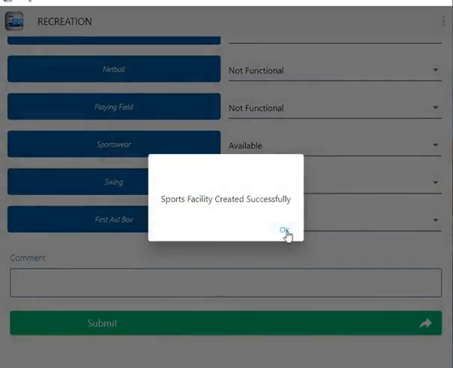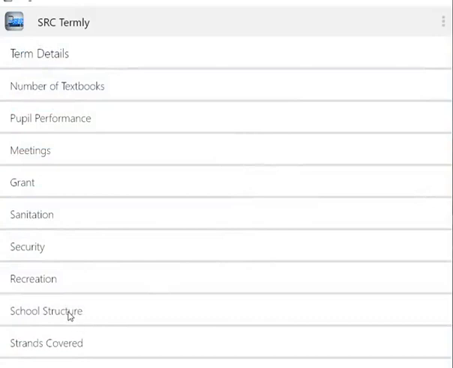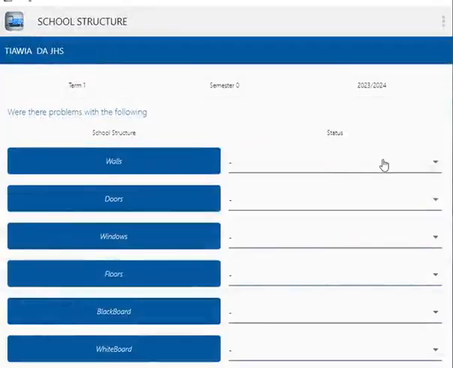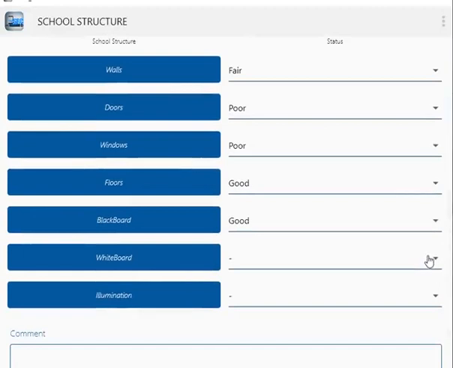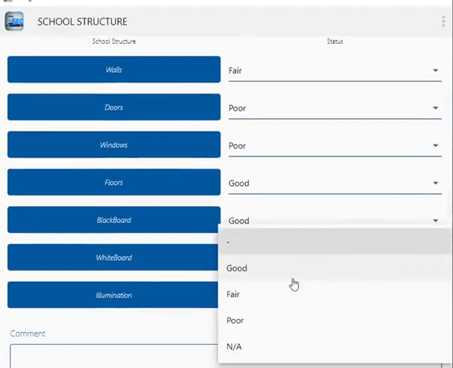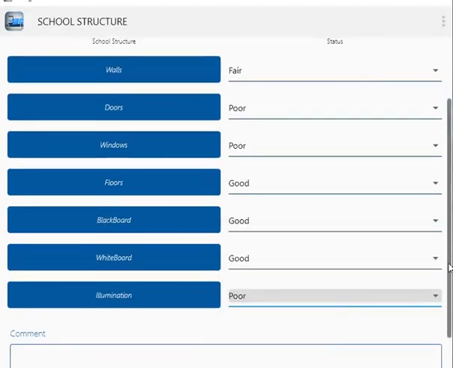When you are done, you continue with the school structure: the walls, the status of the wall. Okay, fair. Select the doors, are they poor? The windows, poor. Floors, good. Blackboard, good. The reason you must submit authentic and accurate information, and not lie, is that stakeholders need to know exactly the status of your school so that they can provide support.